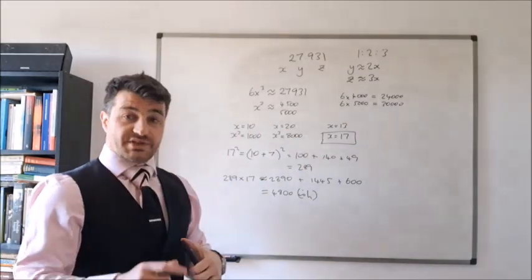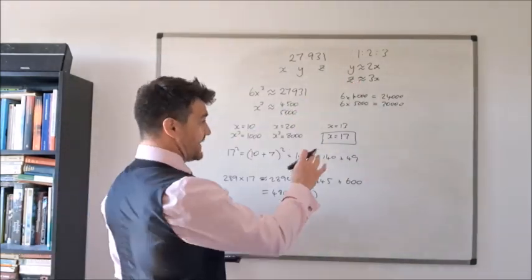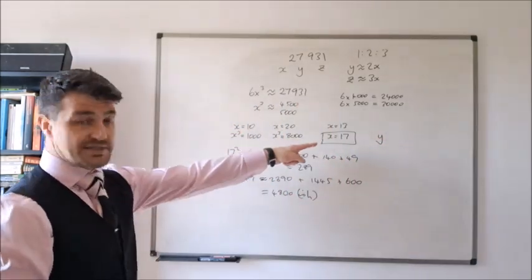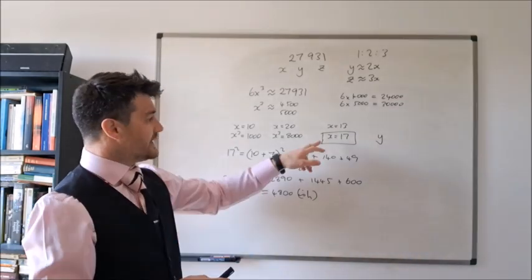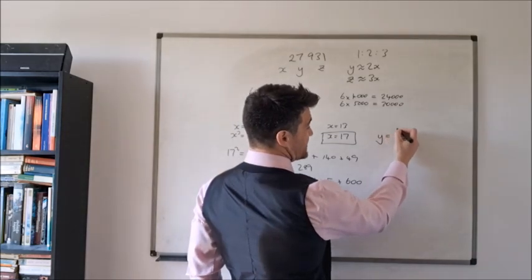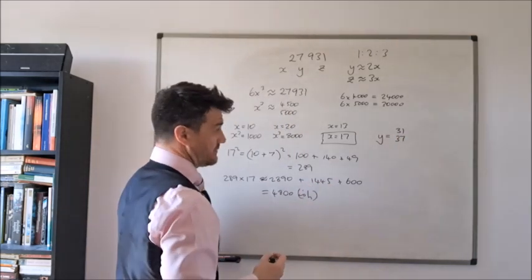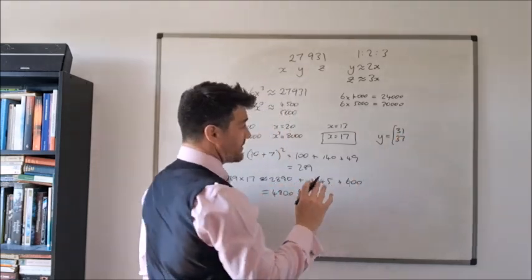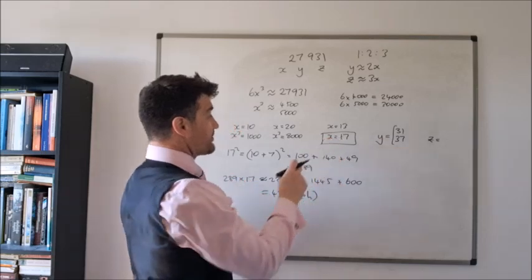So now, again, we've got to think, what are the possible values of y and the possible values of z? If x is equal to 17, y is approximately twice this. So y is going to be a prime number around the value of 34. So y could be equal to maybe 31 or 37. Possibly, oh no, 39 is not a prime number. So 31 or 37.